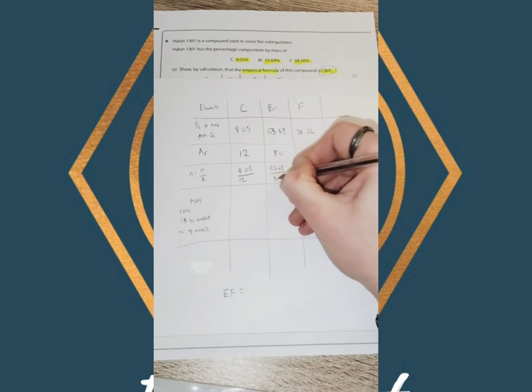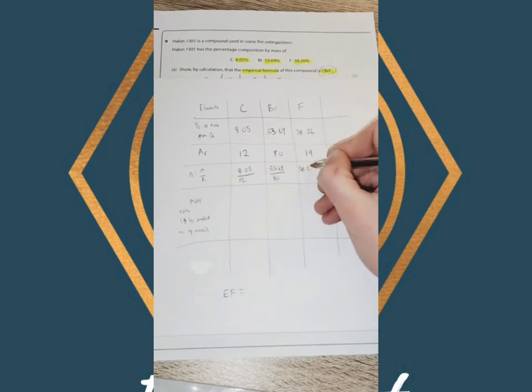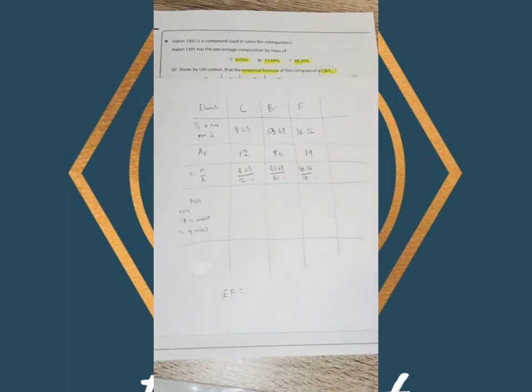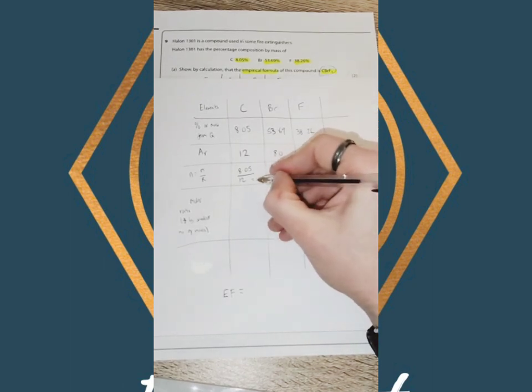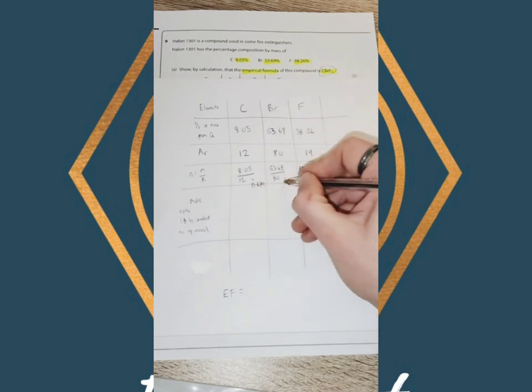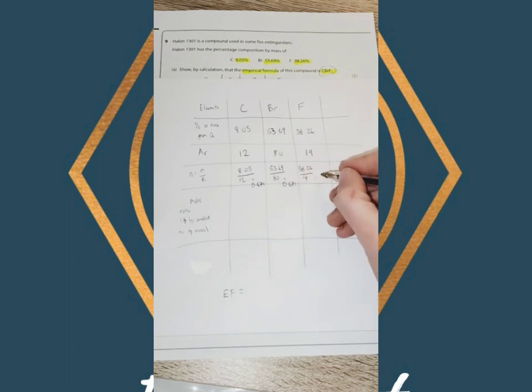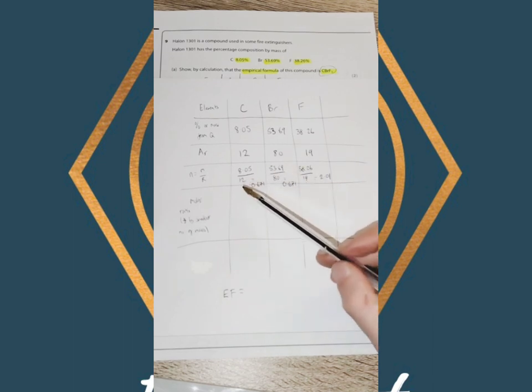53.69 divided by 80, and 38.26 divided by 19, which equals each time, this one equals 0.671. This one also equals 0.671. We did our calculation. This one comes out as 2.01. Okay, those are our number of moles of carbon, bromine, and fluorine, respectively.